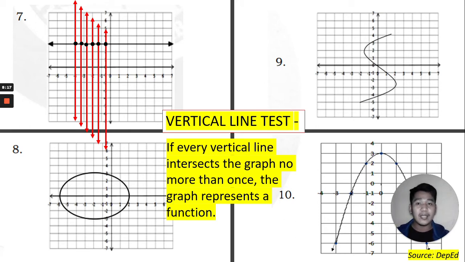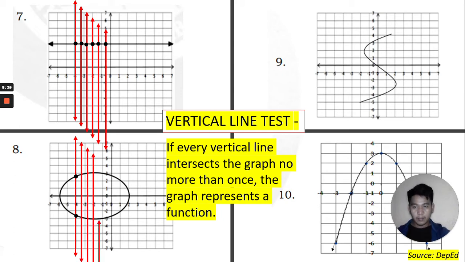Did you get it? Let's have number 8. As you can see, there are two intersection points. Therefore, it is not a function. Now, our next task is to get the domain and the range. So what will be the domain?